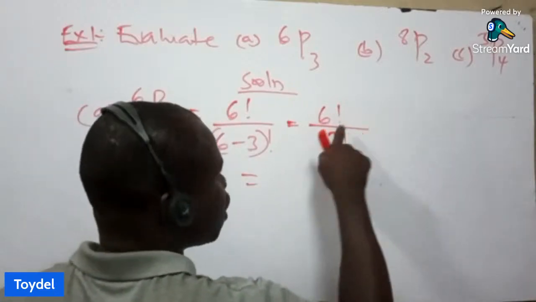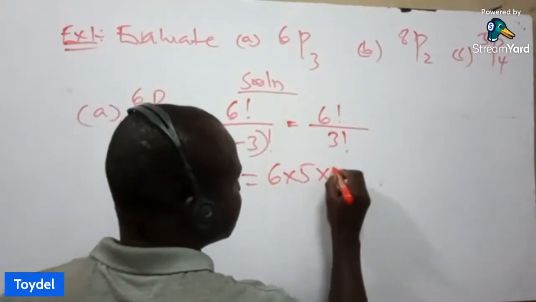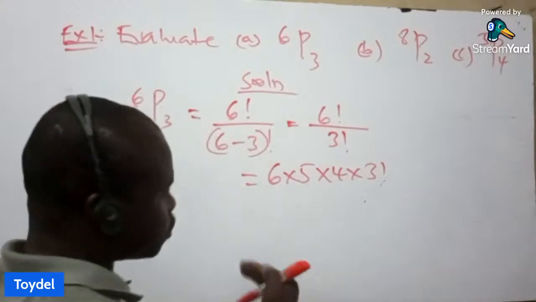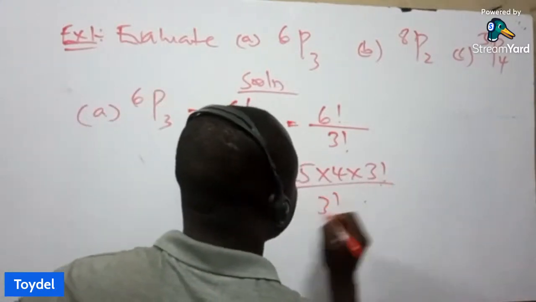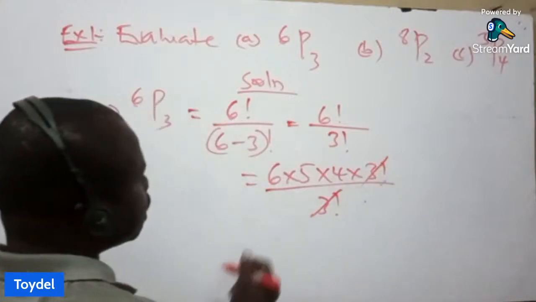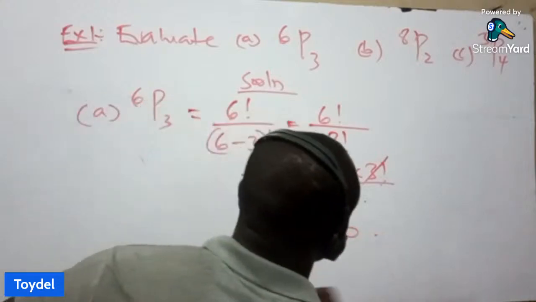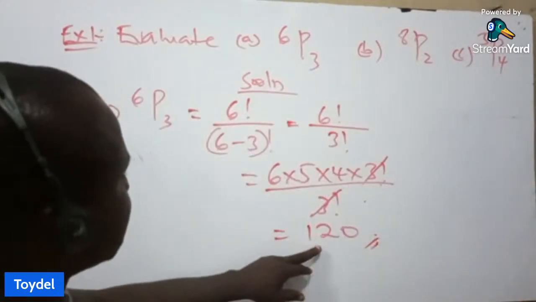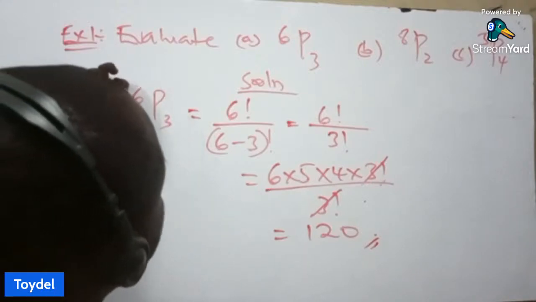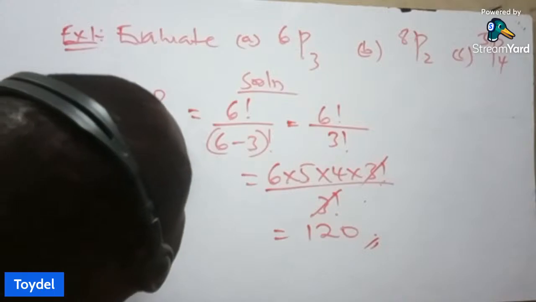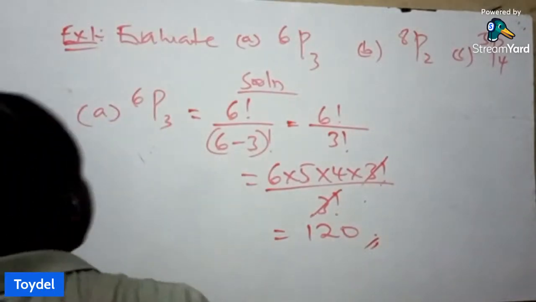I can reduce the numerator up to 3 factorial. That is, I would say 6 times 5 times 4 times 3 factorial. Once I want to stop the reduction, I put factorial at the back of the last digit. Then all over 3 factorial. So 3 factorial can take care of 3 factorial. So 6 times 5 is 30, then 30 times 4 is 120. So 120 will be the answer here. So when we want to take 6 permutation 3, that is, we have 6 items or 6 objects, I want to take the arrangement of 3 at a go. Then this is what we have.